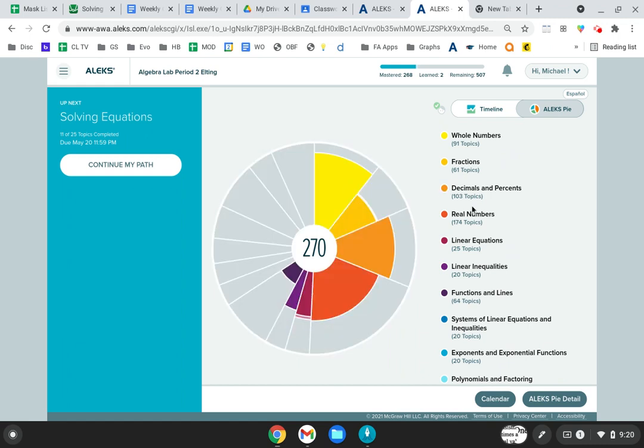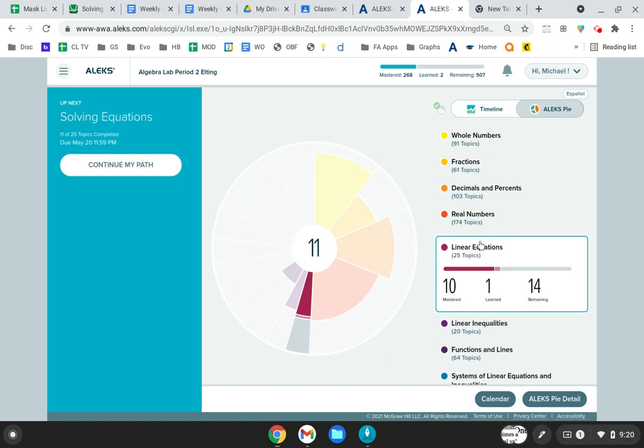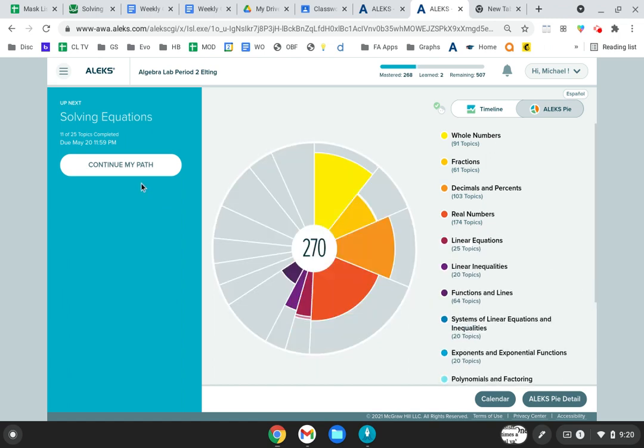So if you're like me right now, it probably has you something in the realm of linear equations, which is the topic that we are working on right now. And again, depending on how well you do on a knowledge check, it will credit you certain amounts of topics. So I've only learned one topic, but I already had 10 mastered based on my knowledge check. Eventually, you will get another knowledge check, and it's in your benefit to do as well as you can because basically you get free topics for doing well on it. So let's take a look here.